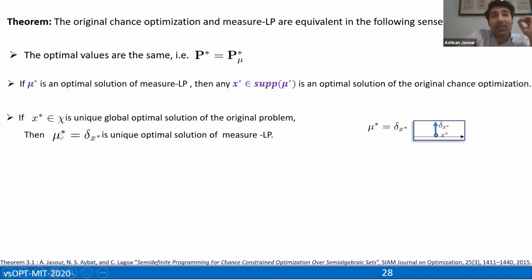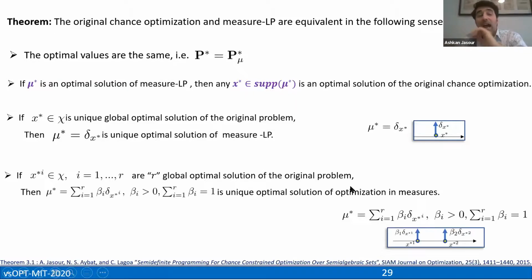And next, if x star is a unique global optimal solution of the original chance optimization, then the Dirac measure defined on top of this point x star, as shown here, is going to be a unique optimal solution of our measure LP. And if we have multiple global solutions for our chance optimization, we are going to observe multiple Dirac measures in the measure space defined on top of the global solutions of the original chance optimization.